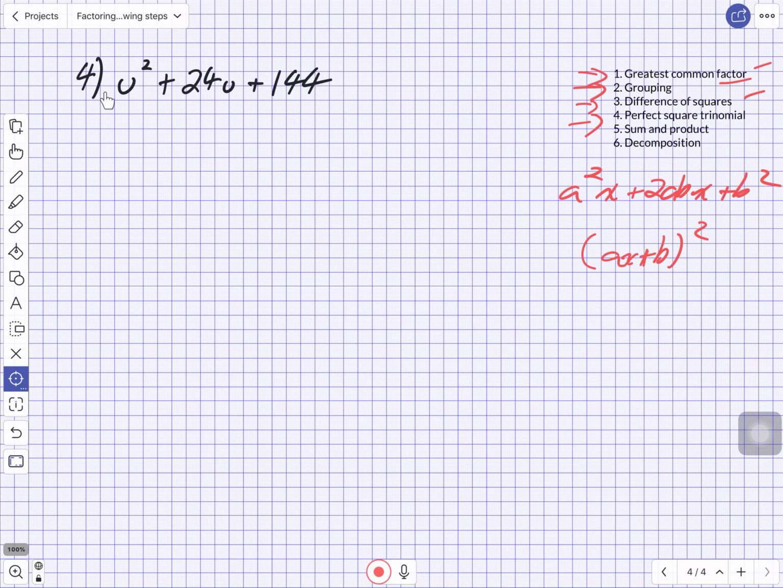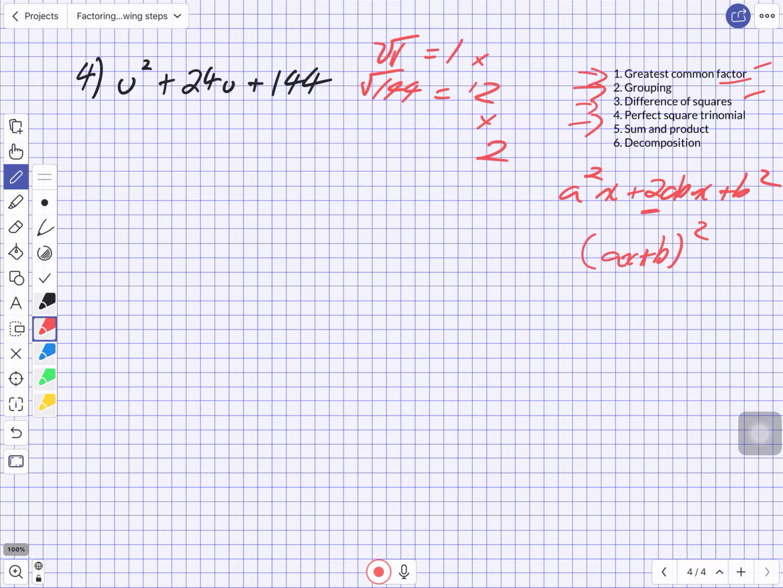Can you square root coefficient 1? Yes. So let's keep that in our mind. The square root of 1 is 1, so that's an important value. Square root of 144, what's that? 12. And if I multiply these and then multiply by the number 2, that's this 2 in here, it'll give me that. So that means this is a perfect square trinomial.